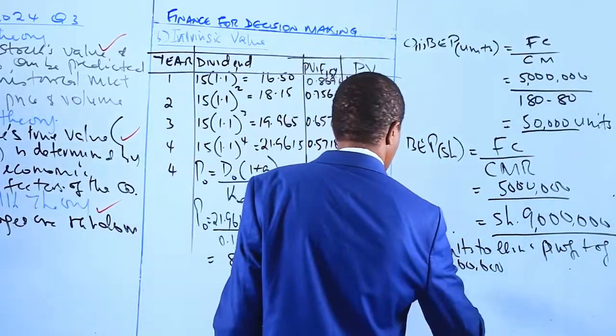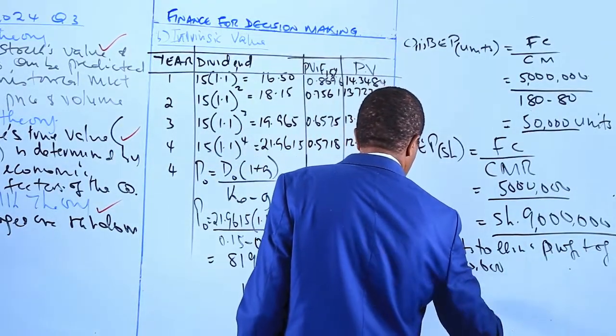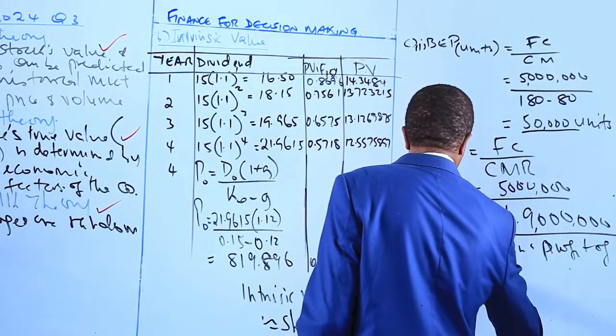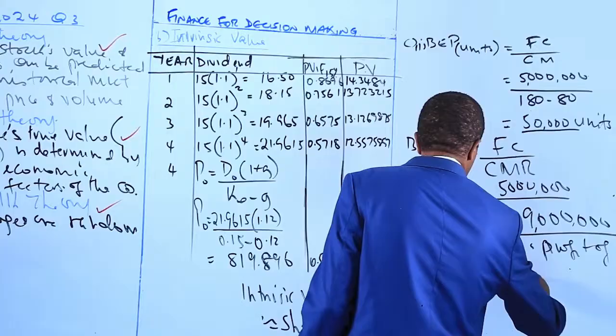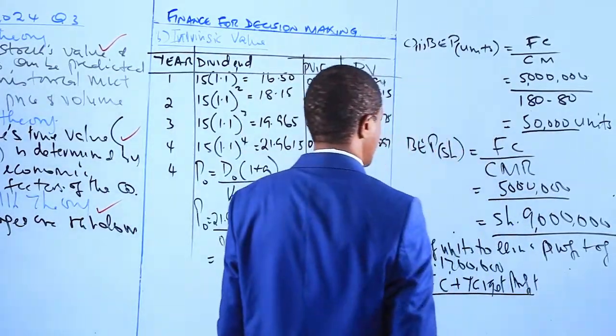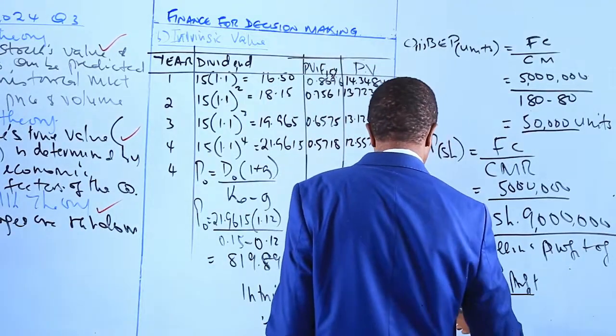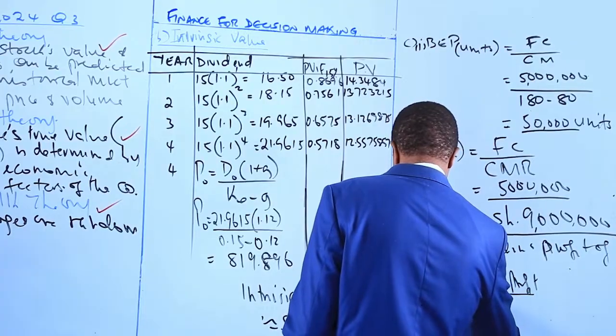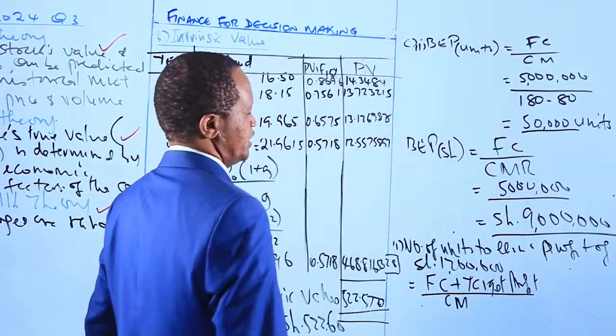This will be equal to the fixed cost. You remember the formula we gave in our class. This will be equal to the fixed cost plus the target profit, then we divide by the contribution margin per unit.